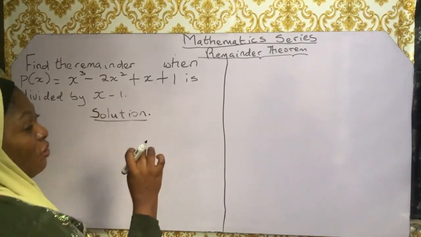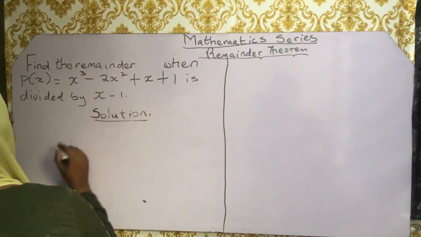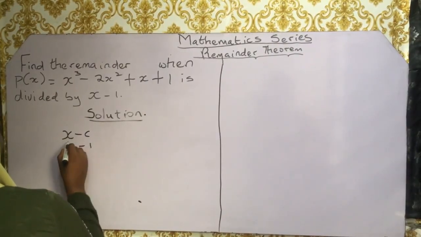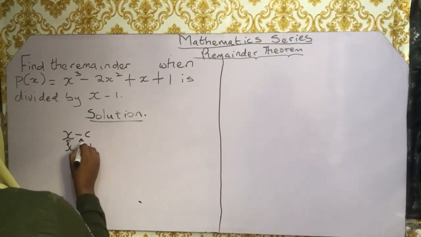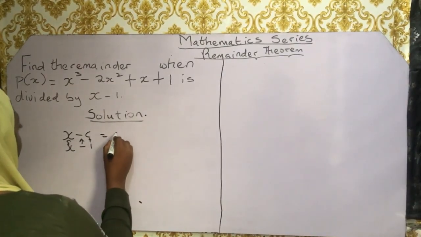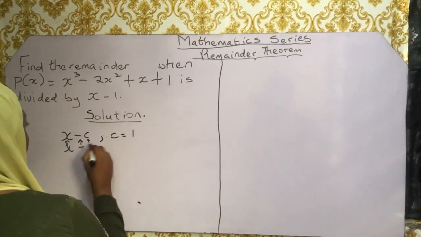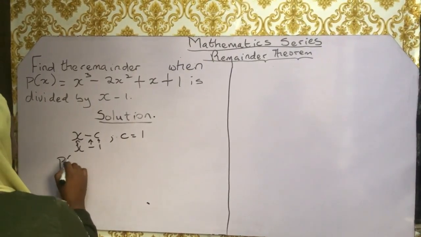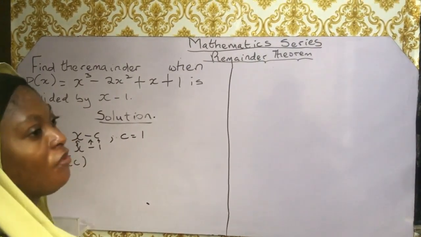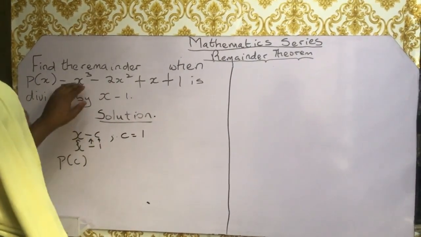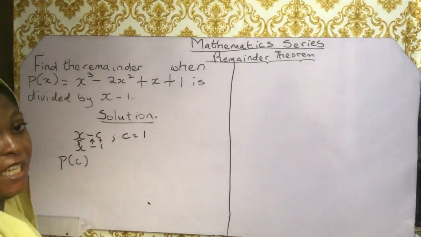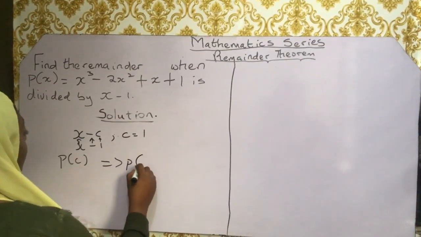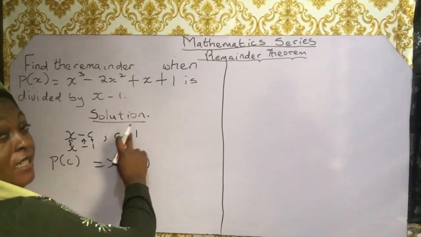Remember, in the Remainder theorem, you have to make this x minus 1 take the form x minus c. So let's say x minus 1: x is x, minus is minus, c is 1. So we have c equal to 1. Now, in order to find the remainder, we are simply going to say p of c. Now, p of c means anywhere you have x in this equation, you replace it with the value of c. So p of c is the same as p of 1, because c is equal to 1.